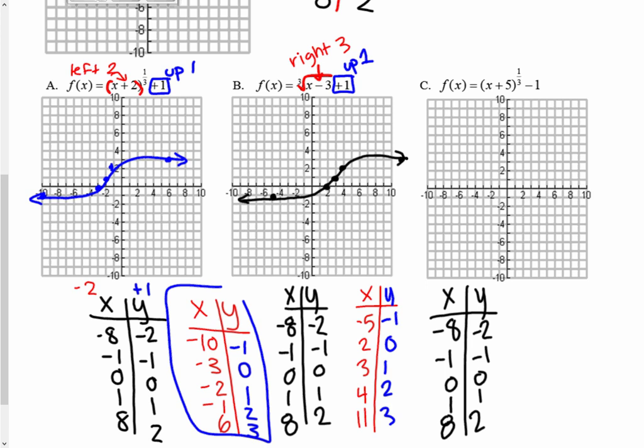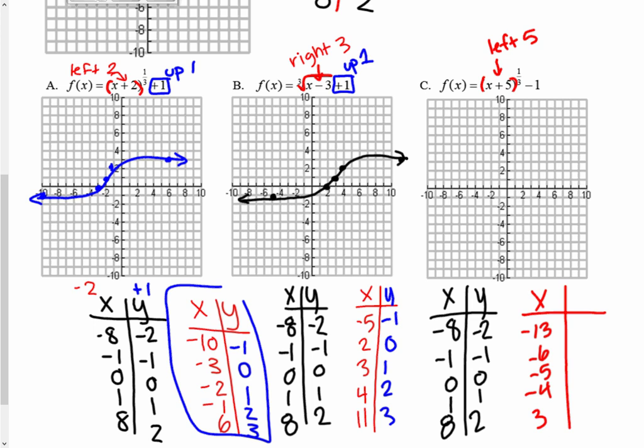My transformations horizontally inside this parentheses, I have the +5. So that tells me I'm moving left 5. So I'm going to subtract 5 from all of my x values. So I have -13, -6, -5, -4, and a +3.